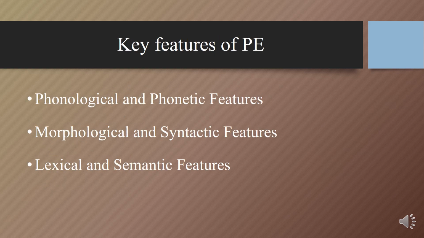There are many key features that are involved in Pakistani English. First one is phonological and phonetic features. Second one is morphological and syntactic features. Third one is lexical and semantic features. In this video, I will discuss the first feature, phonological and phonetic features.